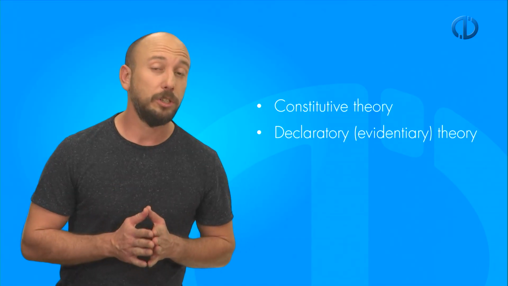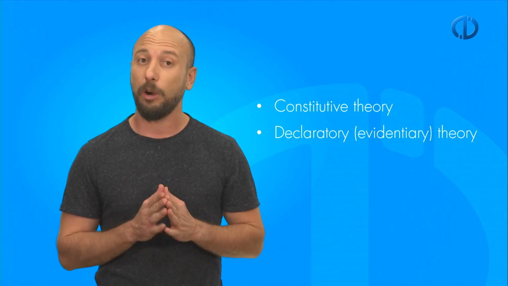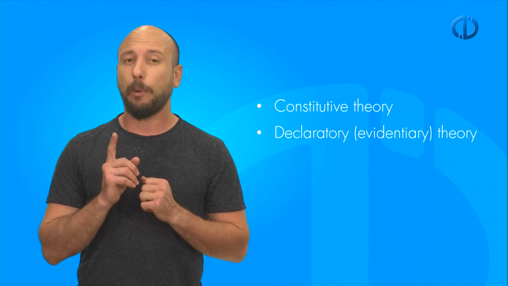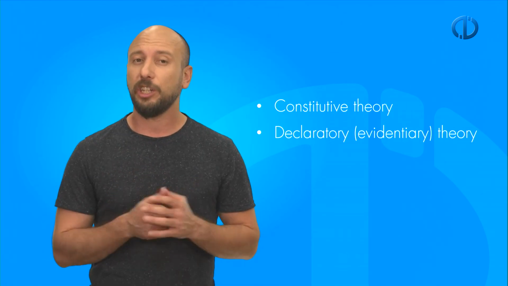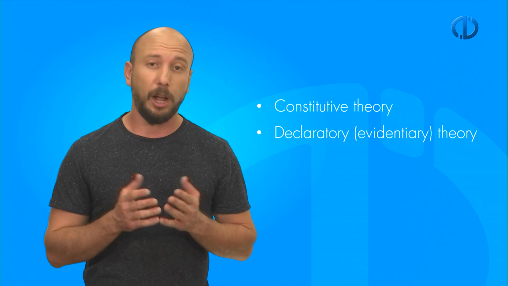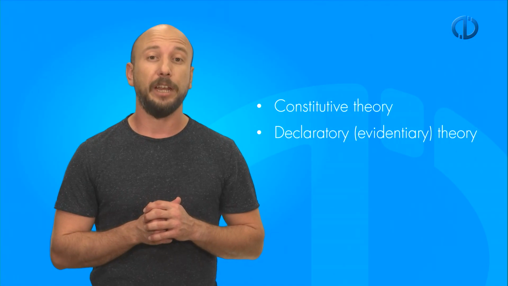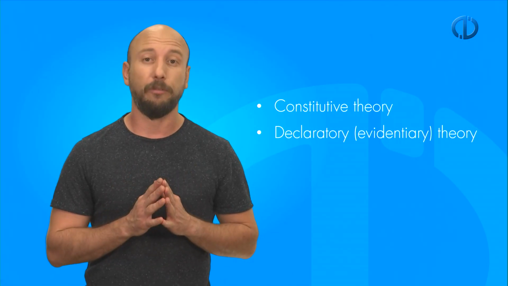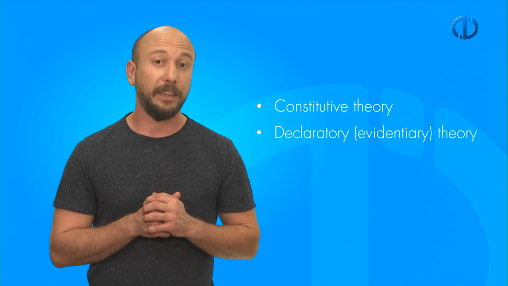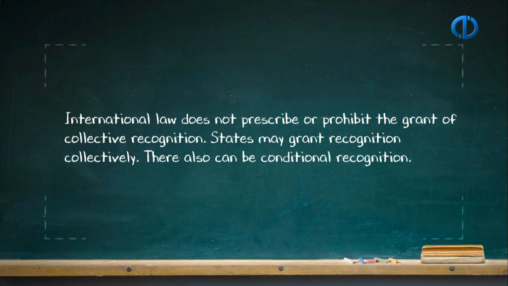When we look at modes of recognition, international law does not specify any form or manner of granting recognition. However, in the practice of states, recognition may be express or implied. Theories of recognition are also important. There are two principal theories about the nature and actual import of recognition. There is the constitutive theory and the declaratory or evidentiary theory.